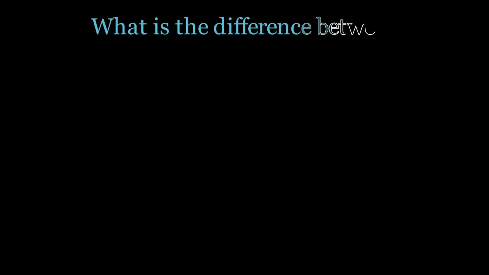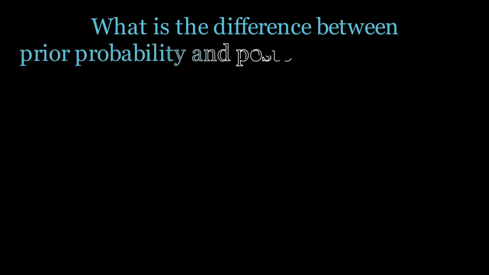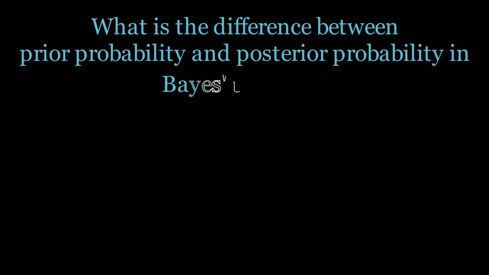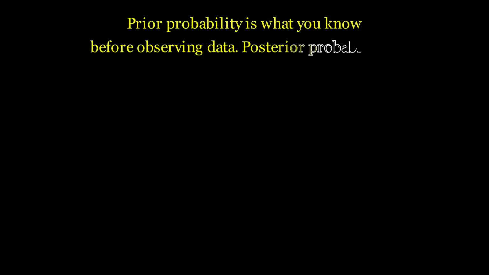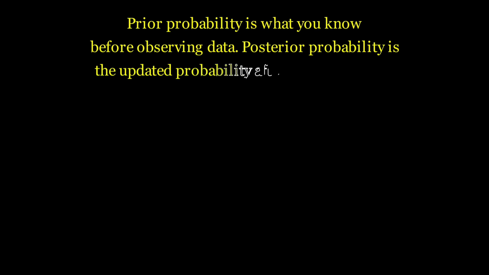What is the difference between prior probability and posterior probability in Bayes' theorem? Prior probability is what you know before observing data. Posterior probability is the updated probability after considering the data.